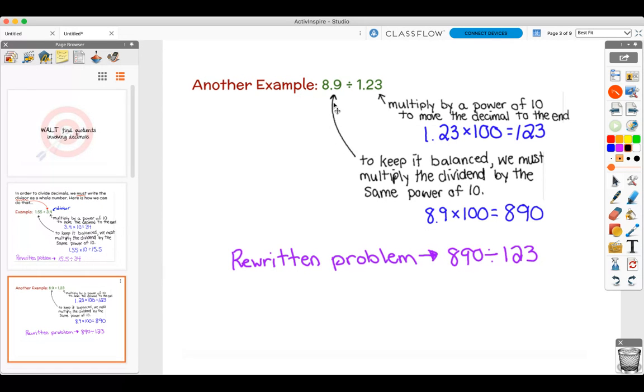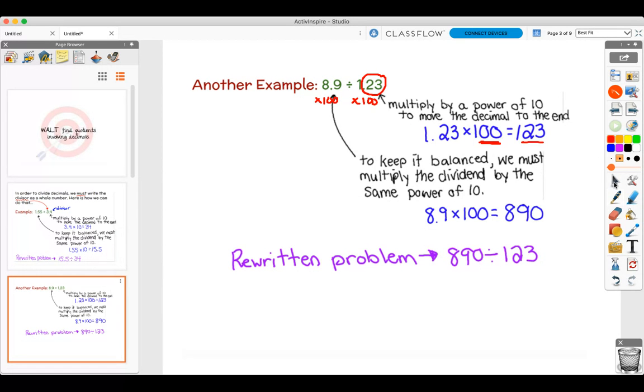Another example. So 8.9 divided by 1.23. The difference in this problem is that there are two numbers after the decimal place. That's why you're multiplying by 100 this time. There's two zeros. You're multiplying by 100. That'll give you the whole number of 123. And whatever you do to one number, you have to do to the other, so you're multiplying 8.9 by 100 too. So 8.9 times 100 is 890. So the rewritten problem is 890 divided by 123.